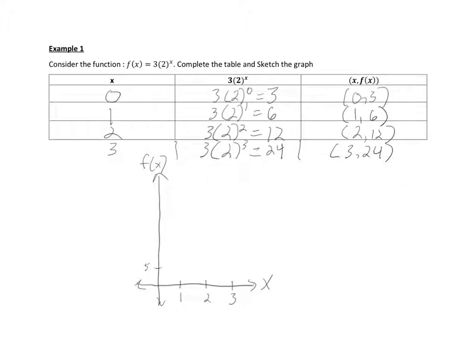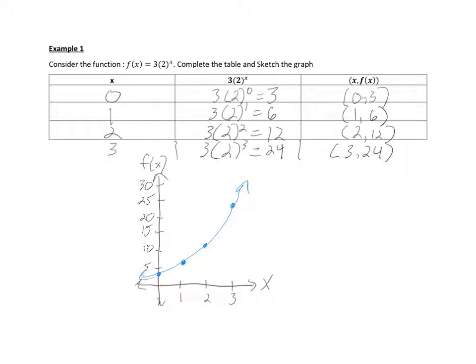Let's say this is 5, 10, 15, 20, 25, and 30. And so my first point, 0, 3, that represents my initial value. Then we've got the point 1, 6, 2, 12, and 3, we're all the way up to 24. And so you can see we're getting similar to how we previously talked about this shape.